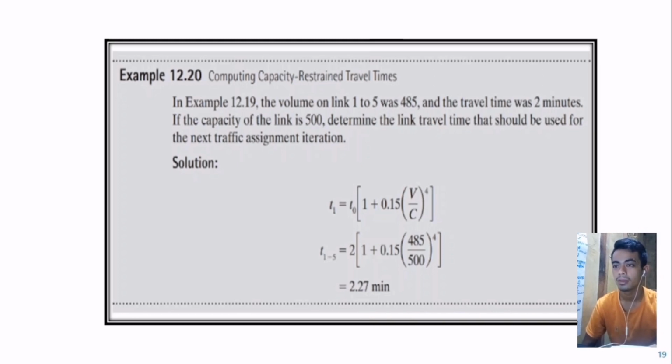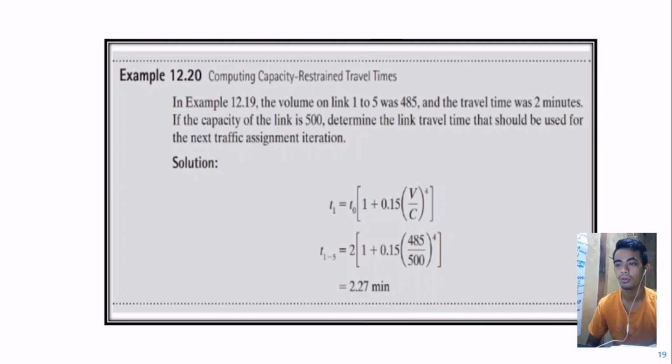So, using the formula above, we have T sub 1 to 5, which is the link, equals 2, which is the travel time, times the quantity 1 plus 0.15 times the quantity of 485, which is the volume, over 500, which is the capacity of the link, raised to the power of 4.